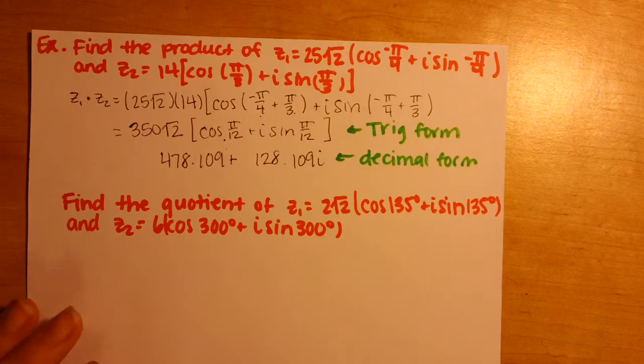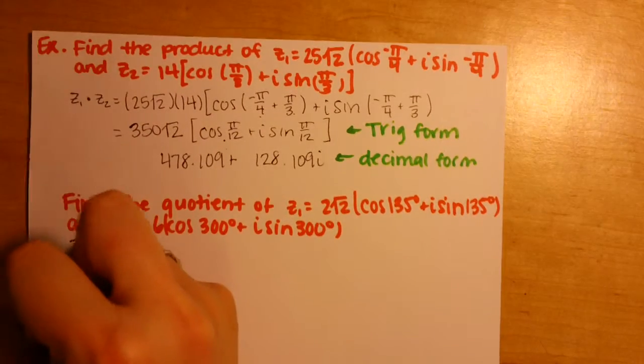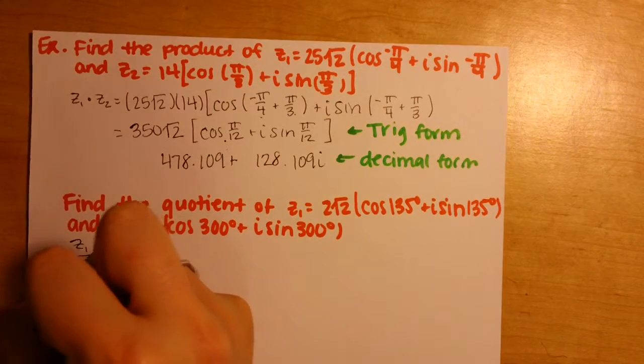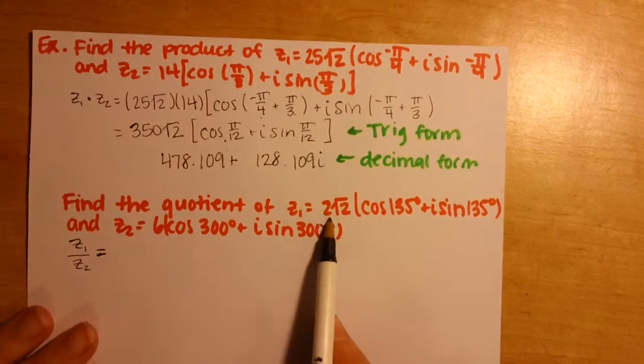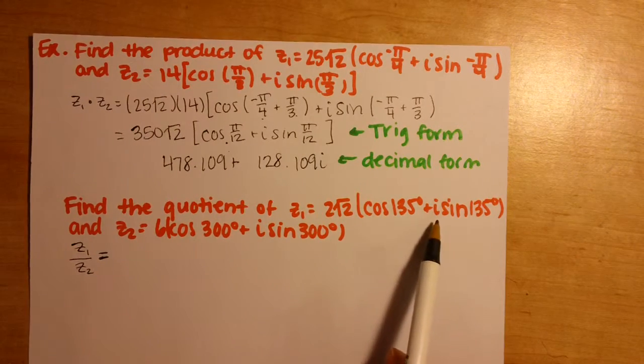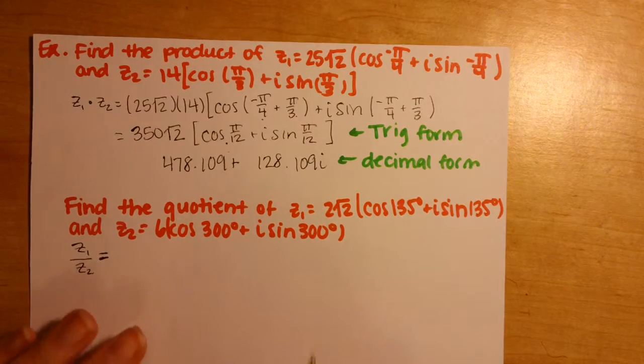Okay? So now let's try another example. So this one was multiplication. Now I want to try division. So if I want to do z1 divided by z2. Okay, so I have two different ones here. I have 2 square root of 2 cosine of 135 plus I sine of 135. And then I have 6 cosine of 300 degrees plus I sine of 300 degrees.